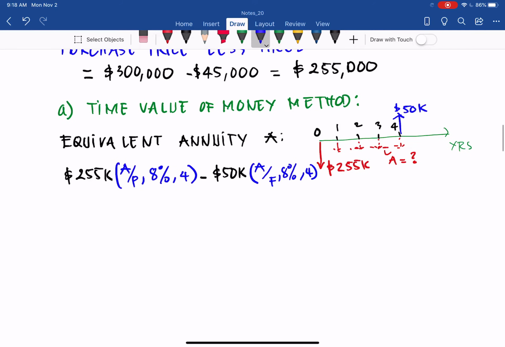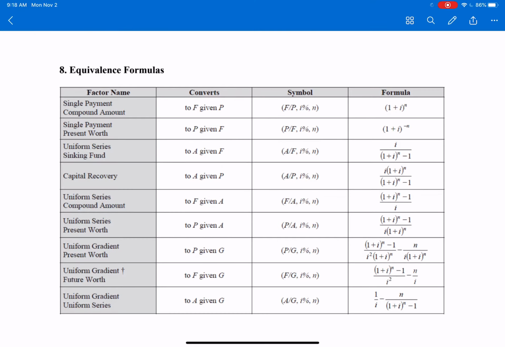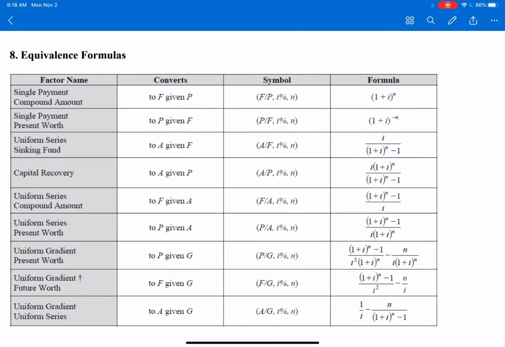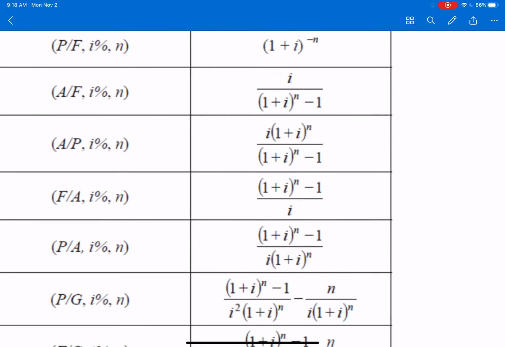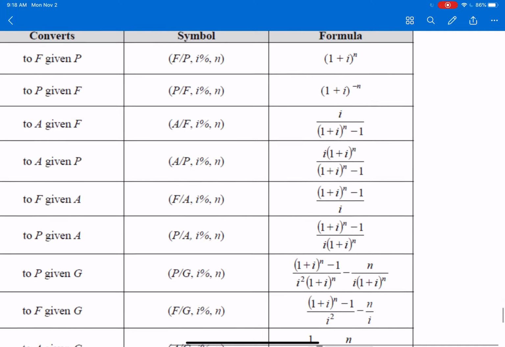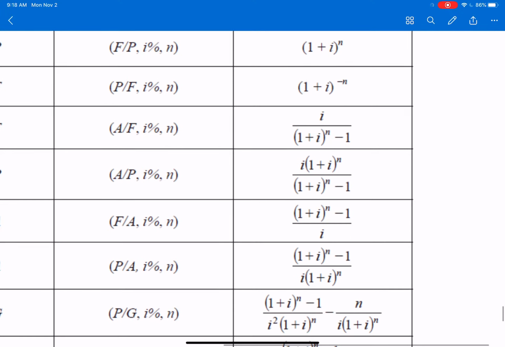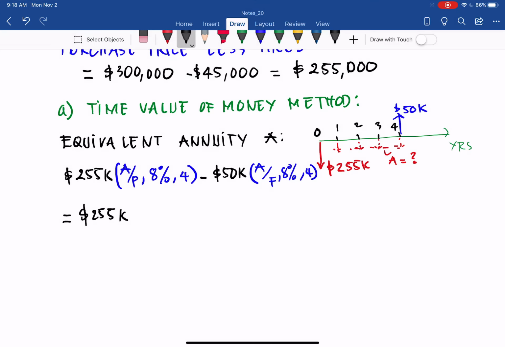And with that, we can go to the last page of the final exam reference. The factor A over P is I times (1 plus I) to the power n over (1 plus I) to the power n minus 1. And the second equation we use, A over F, is I over (1 plus I) to the power n minus 1. So you have it in here. I can plug in the first factor, which is equal to I.